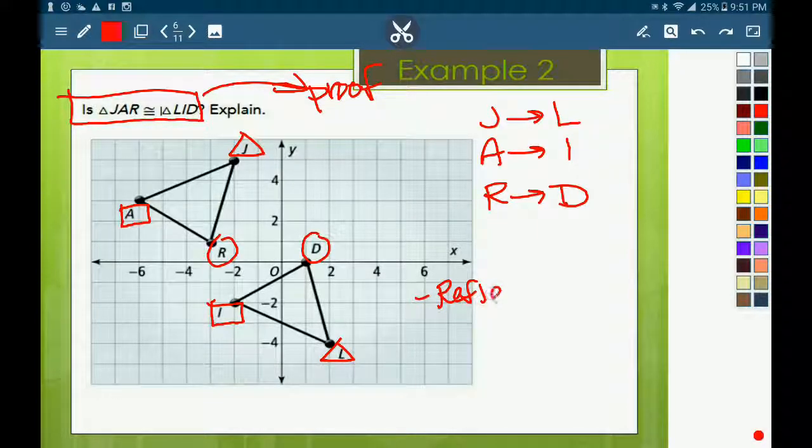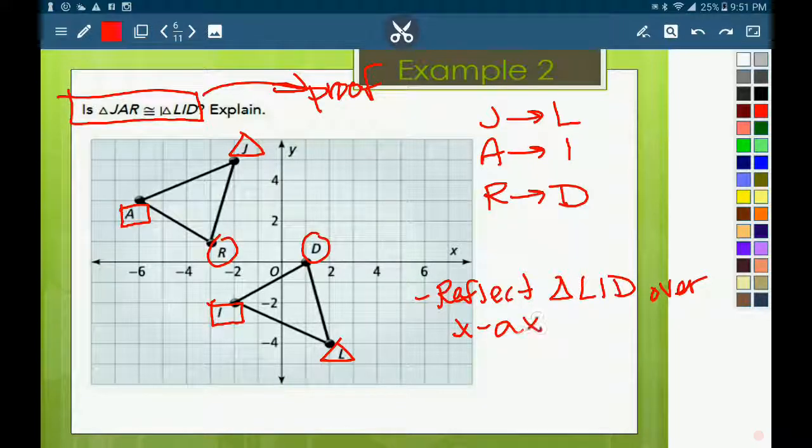I'm going to reflect triangle LID over the x-axis. Okay, since D is on the x-axis, it stays there. So that's still D prime. L is 1, 2, 3, 4 units away from the x-axis, so count 1, 2, 3, 4 in the opposite direction. There's L prime. And then I is 2 units away, so count 2 units in the opposite direction. There's I prime. Connect the dots. And you can see the triangle.